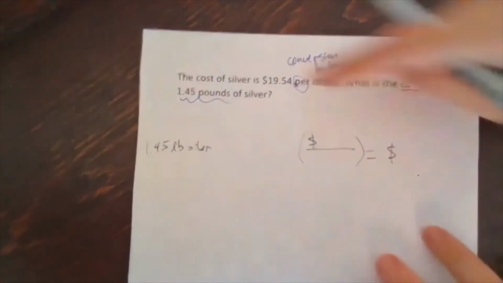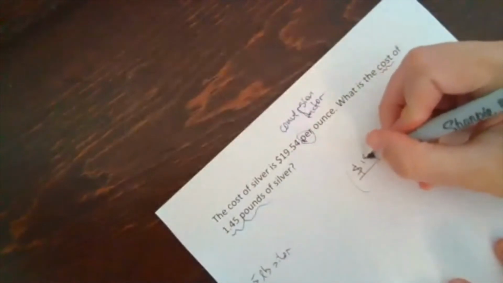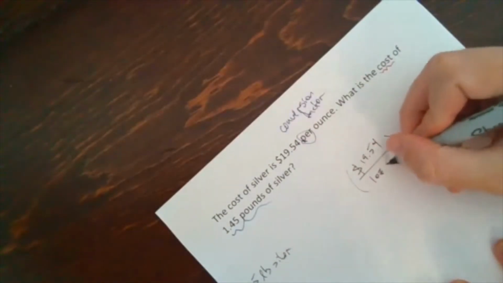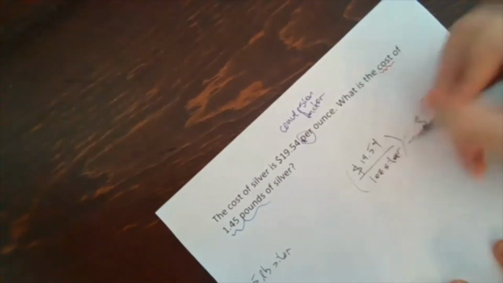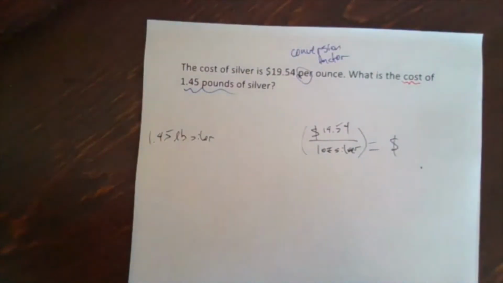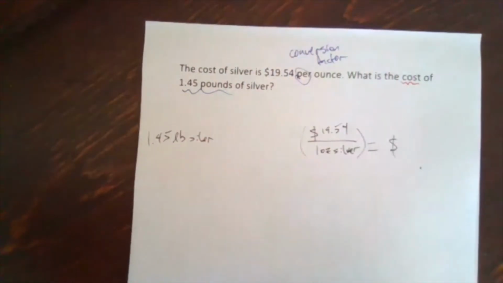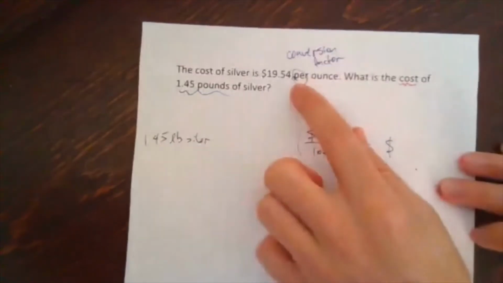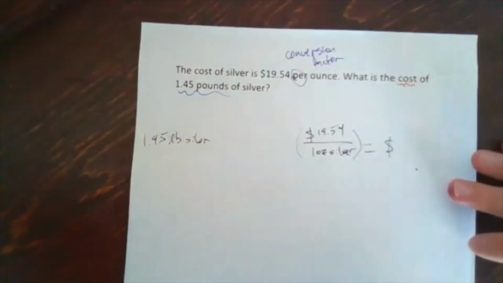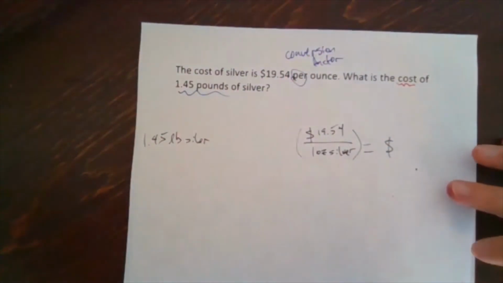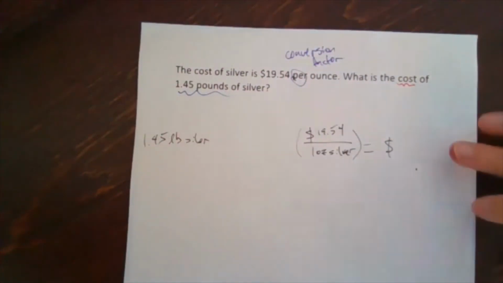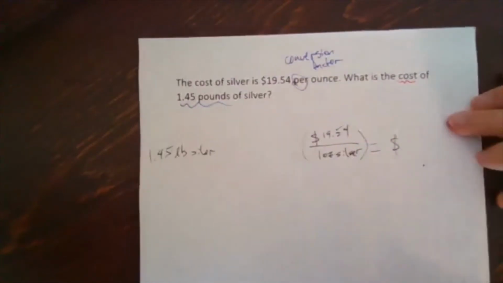So what do we have for dollars? Well, it's $19.54 per 1 ounce. That is defined by the unique situation, and that's what makes it an equivalence conversion factor. One of the things about equivalence conversion factors is they're always going to be given to you. They're always going to be listed: this number is equal to this number, or this per this. And so we can always use those.